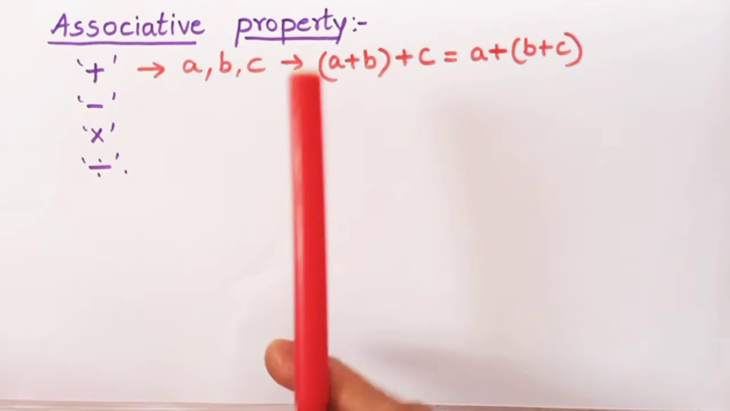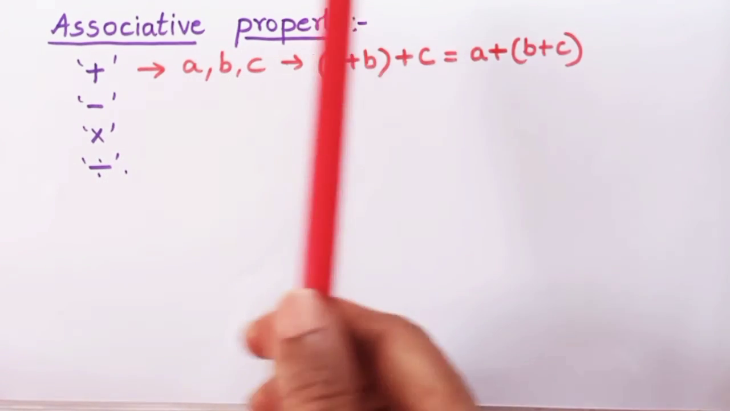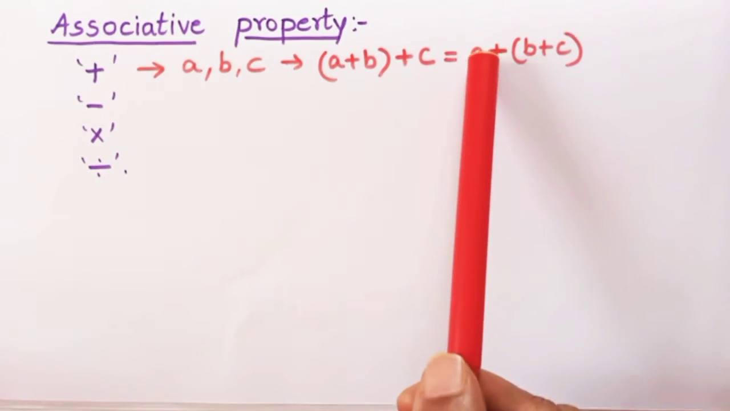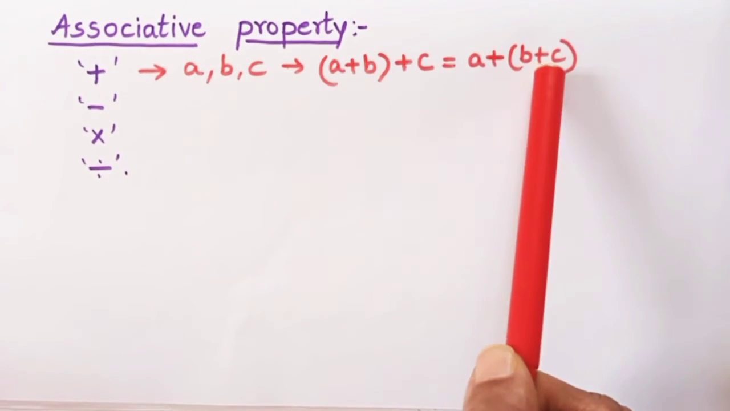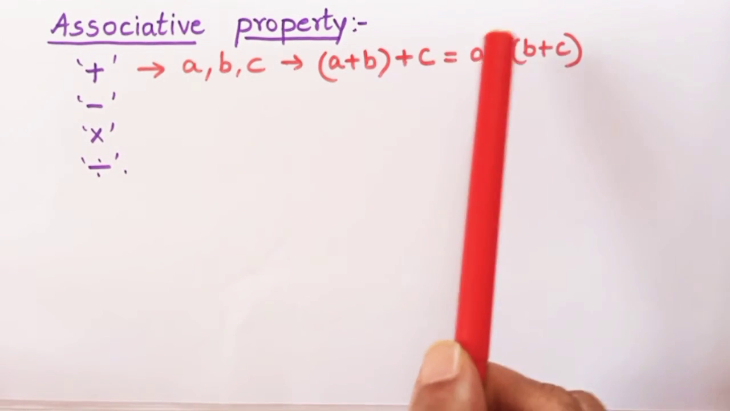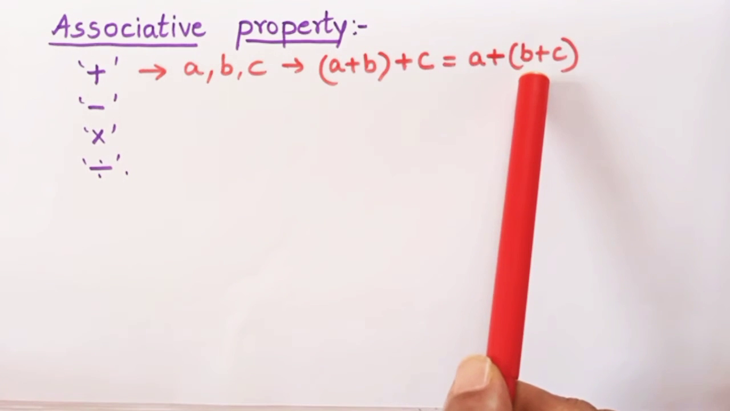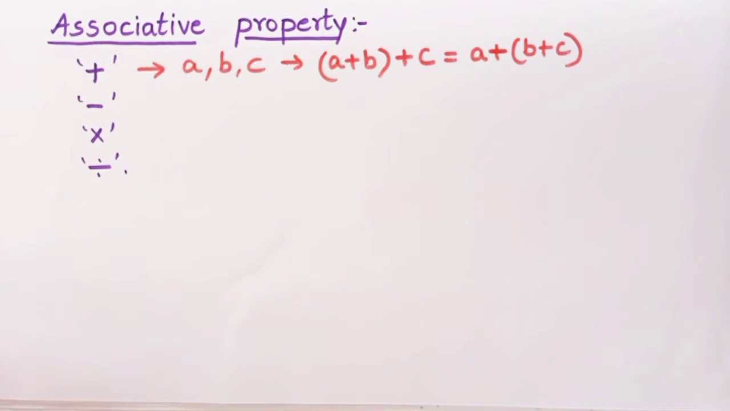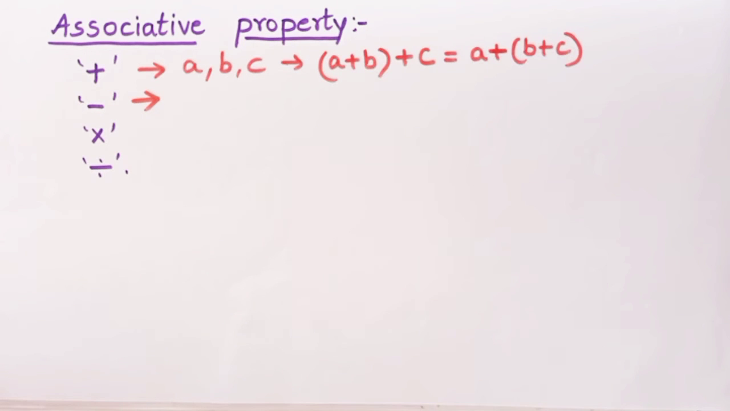I repeat, see here in the first case, firstly we are adding A and B. The result will be added to C. We will get a result. In the second case, firstly we will add B and C. Then this result is added to A. Then also we will get a result. When this result is equal to this result, we say that addition is associative. Understood? Good.